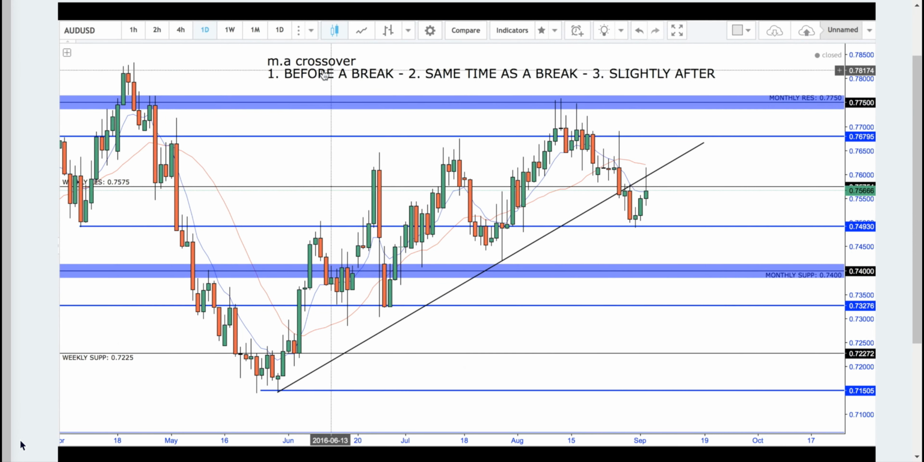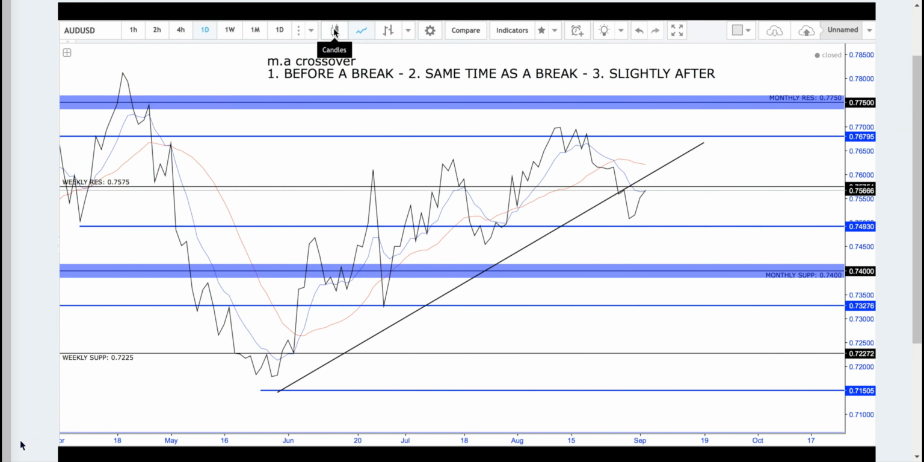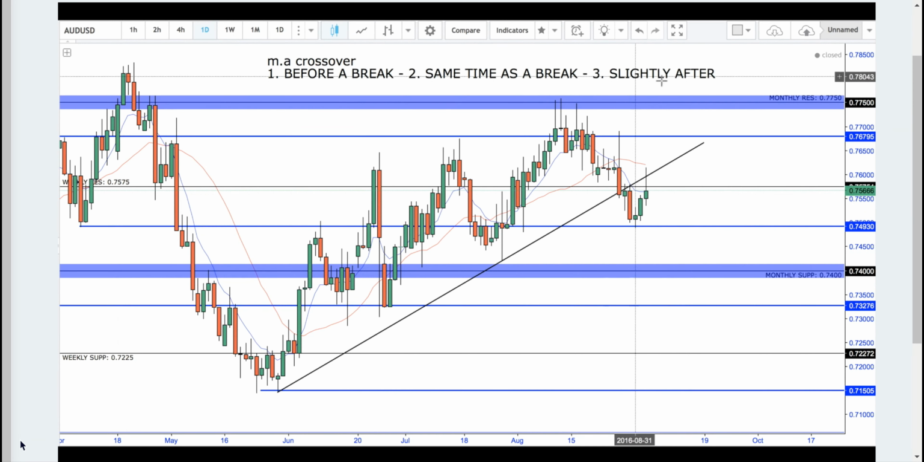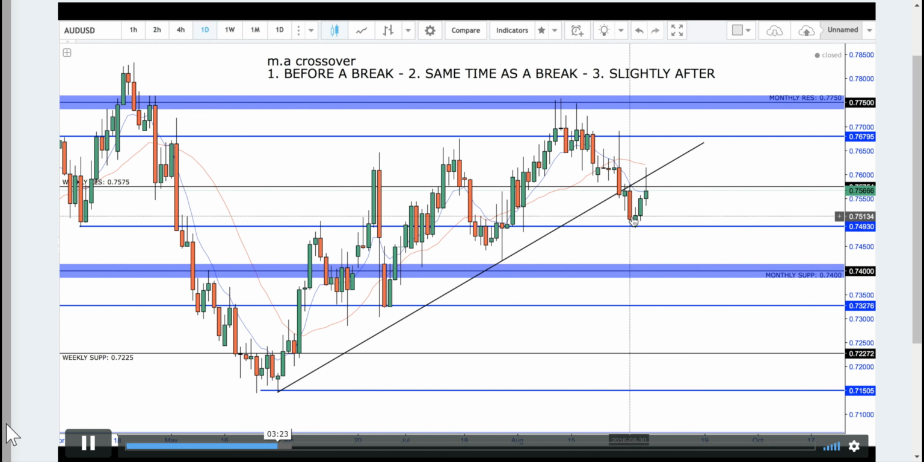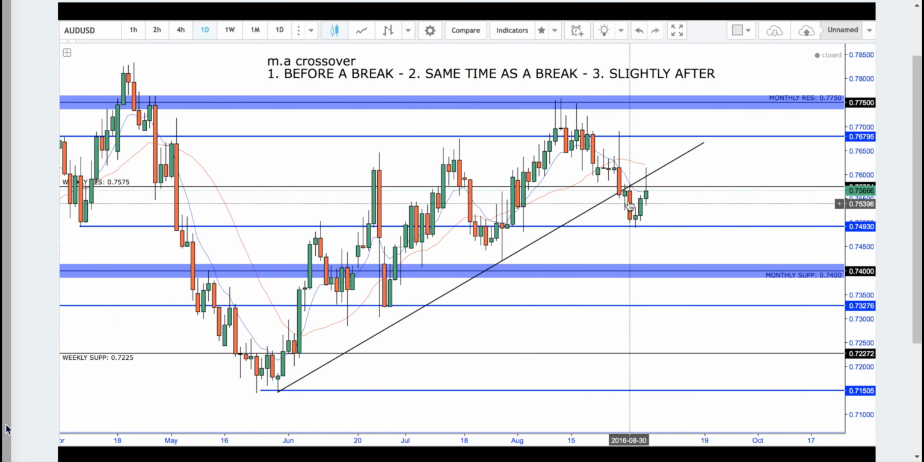The favorite is before a break, it gets us ready. Same time as a break, you may sometimes just have to move the candlesticks out of the way by clicking line chart to see what's going on there. And then after, so if it happens afterwards, let's say we had a breakout of the trend line, that's the breakout, but this is the official one. Okay, we're fully out of that trend line now. What we want to then do is wait for the moving averages to cross over before going short in any case.